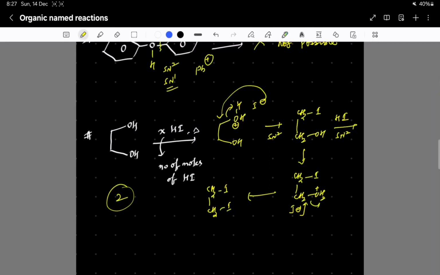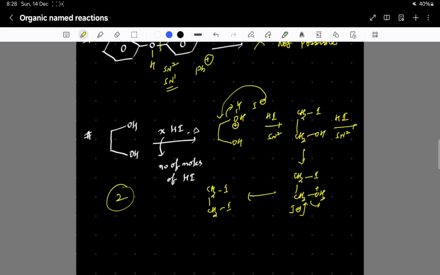Clear, students? Because first I used 1 HI, then I minus attacks; here I used another HI. So I used 2 HI for this reaction: this is 1 HI and this is another HI. So 2 HIs are required for this particular compound.